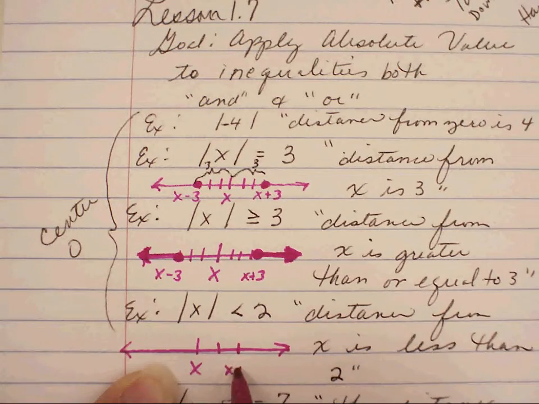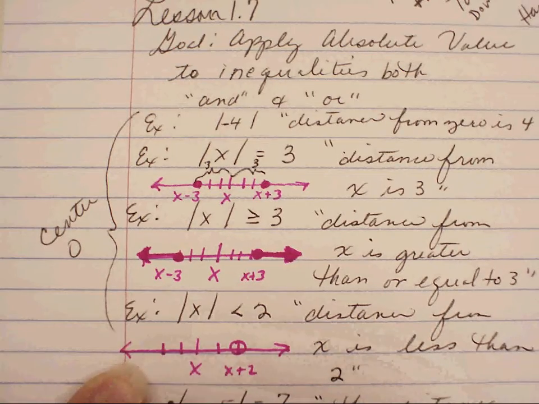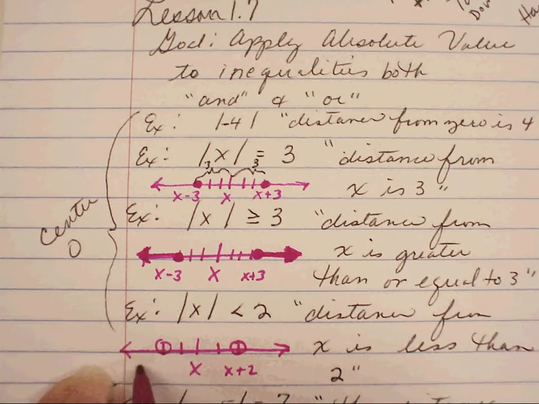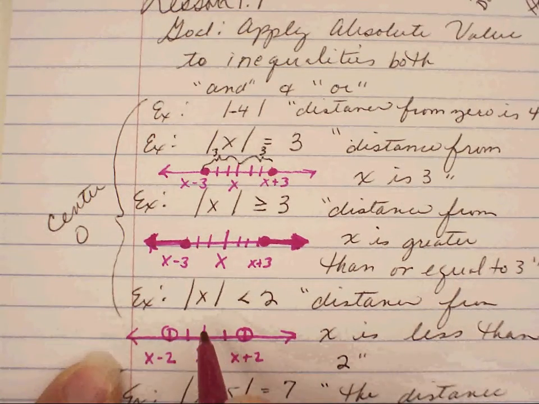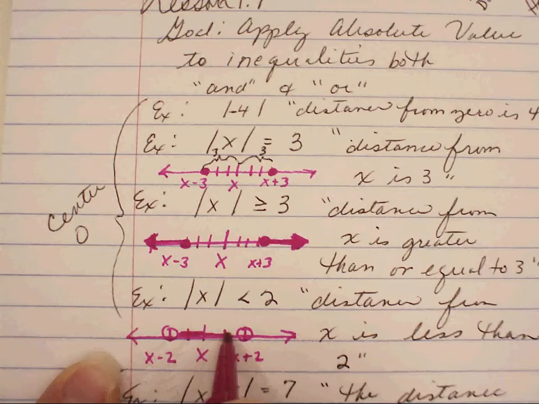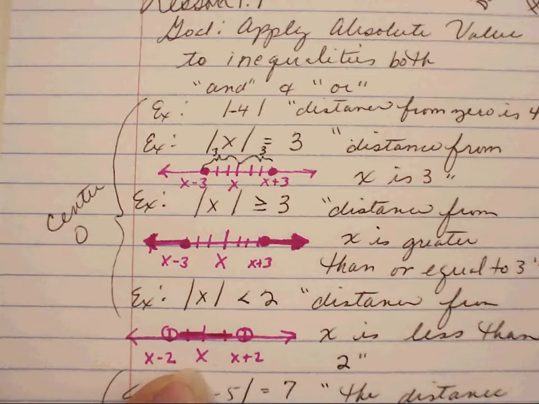So if I went 2 this way, is it open or closed? If I go this way, is it open or closed? And how would I shade? Only in the middle. Why? Because from the center it has to be within 2.